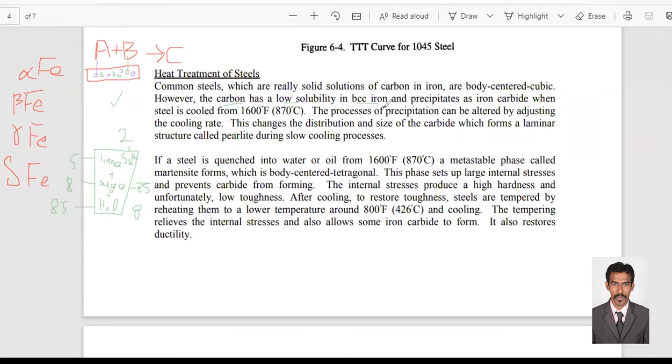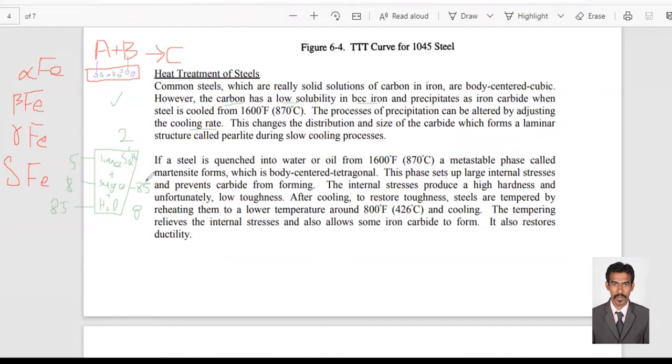As iron carbide, when steel is cooled from this many degrees Celsius, right? This temperature and everything, you don't need to worry about now. We will go deeper into that when coming to the next slides. All right. The process of precipitation can be altered by adjusting the cooling rate, right? So about the cooling rate, now we will see.